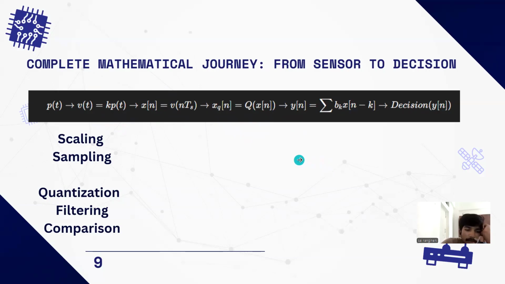The DSP pipeline is nothing but a structured mathematical transformation of real world signals into intelligent decisions. Whenever you use a smart device, remember behind it lies this pipeline: multiplication, addition, sampling, comparison. From sensor to decision, that is the power of digital signal processing.